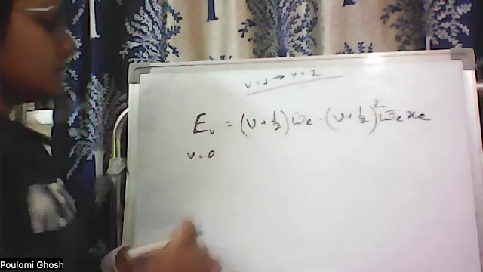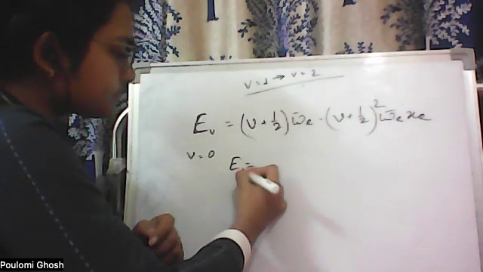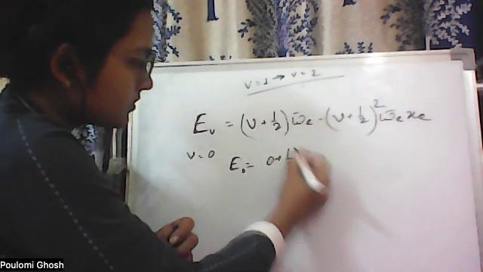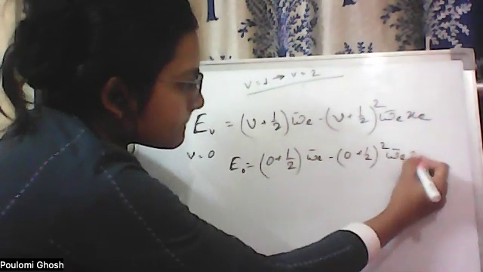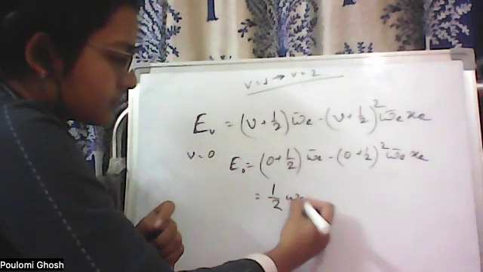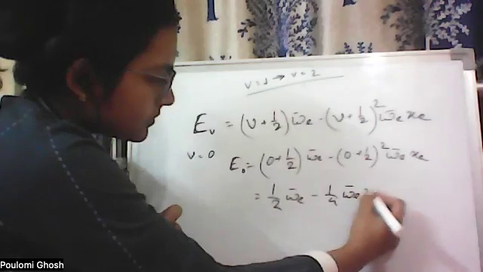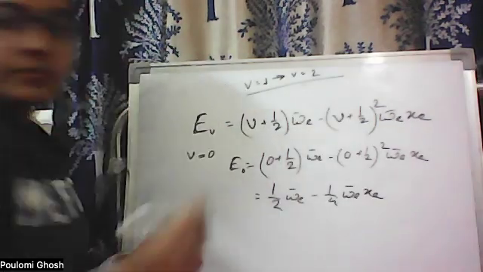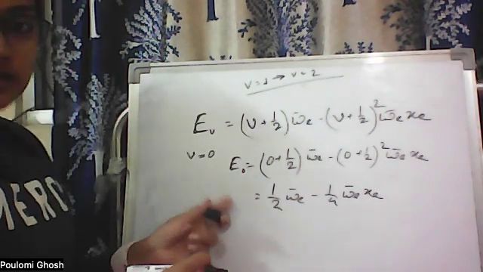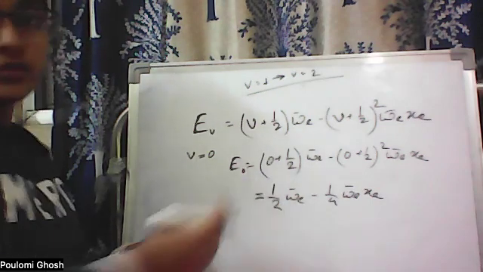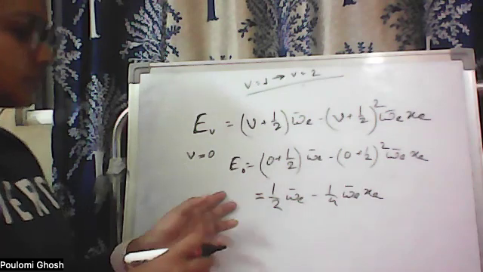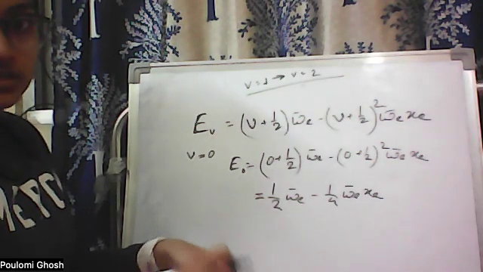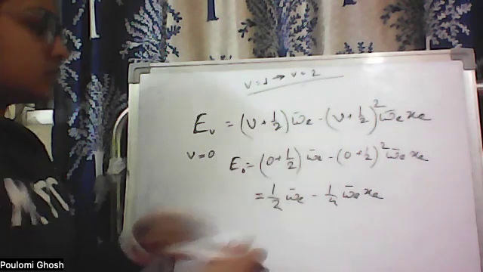So if we consider V equals 0, then the energy will be, corresponding to the energy level V equals 0, we can see that there is some value of energy which is not 0. So the energy of the V equals 0 level is known as zero point energy, which is not equal to 0.